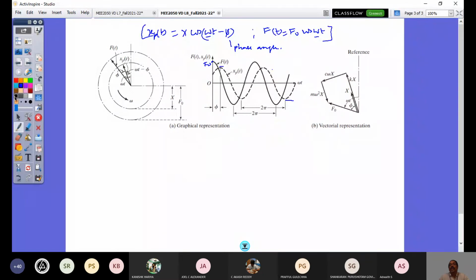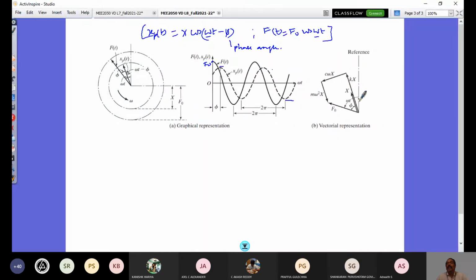So now how do I represent this vectorially? I take the reference as vertical in this case, and the displacement vector is at angle omega t minus phi, where my x vector is. We know the spring force is k times x, so it is in this direction. The velocity is at 90 degrees, because the velocity vector leads the displacement vector by 90 degrees. That is why c omega x is represented like this. The inertia vector leads the displacement by 180 degrees, that's why it is in this direction. Then you connect the closing vector, that is your forcing vector. This is how forced damped vibration is represented.